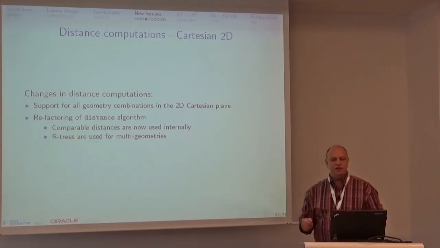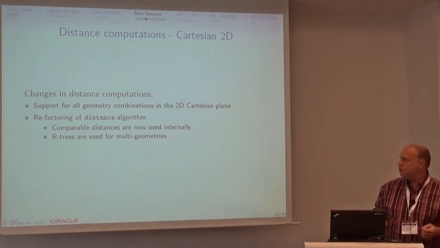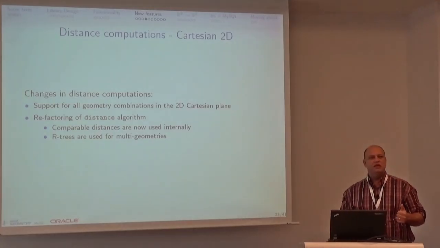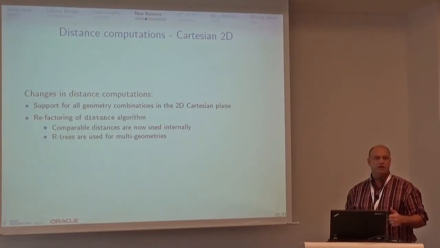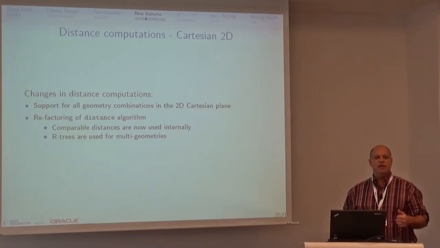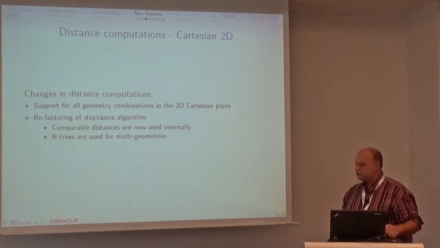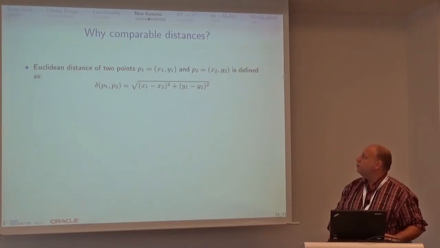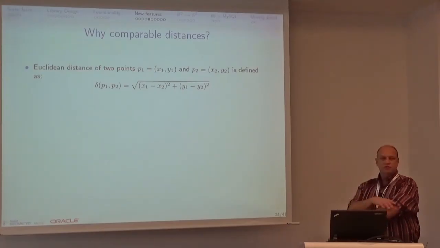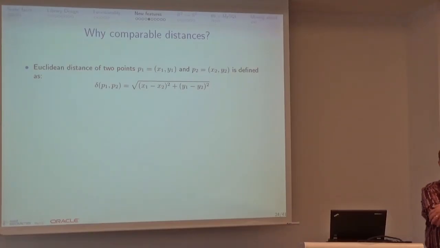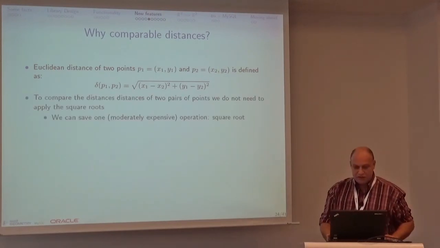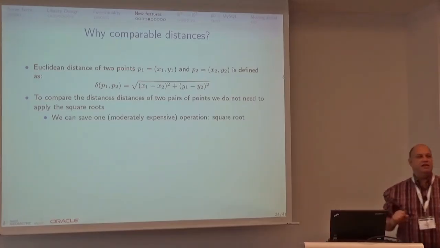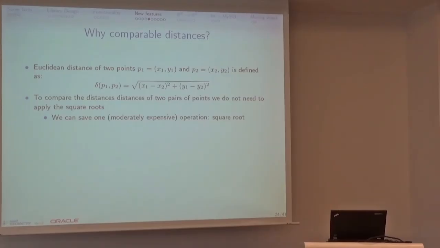There are two basic ingredients that we have injected into our algorithms. It's the use of comparable distances that are used everywhere, and I'm going to talk about it in a minute. And we're also using R-trees when we're dealing with multi-geometries, and the reason we're using R-trees is for efficiency reasons. So what are comparable distances? Well, you probably all know that the distance between 2 points in the Euclidean plane is given by this formula, but there is a slight catch here: typically in a distance computational algorithm, what we really want to do is not really compute distances, but compare distances.